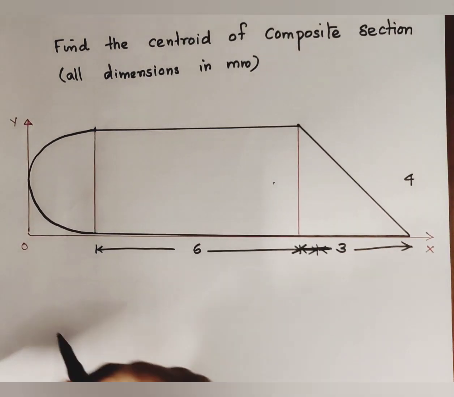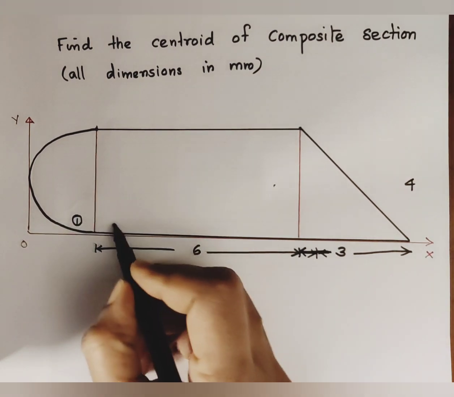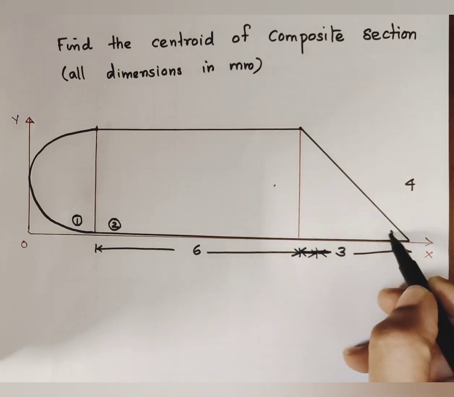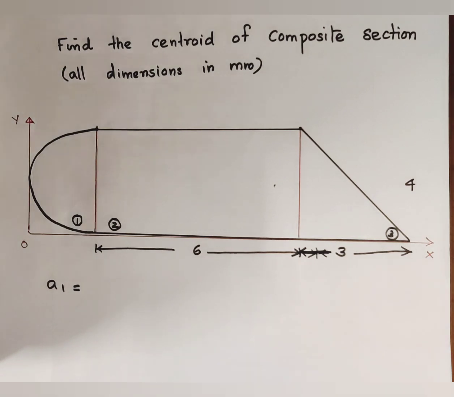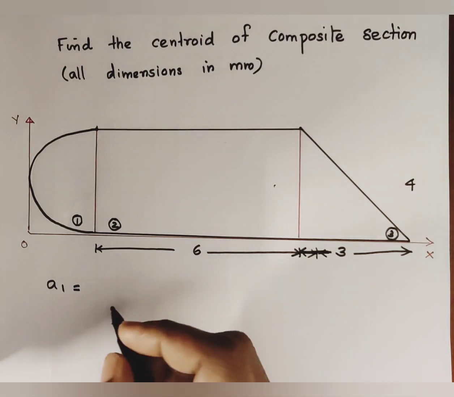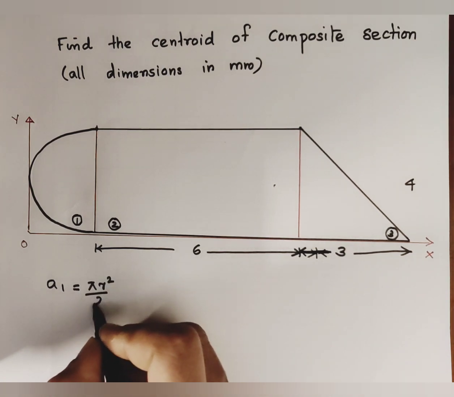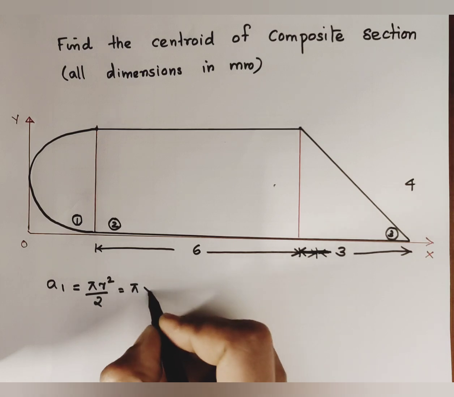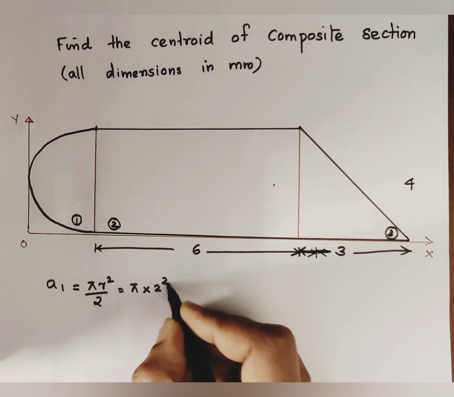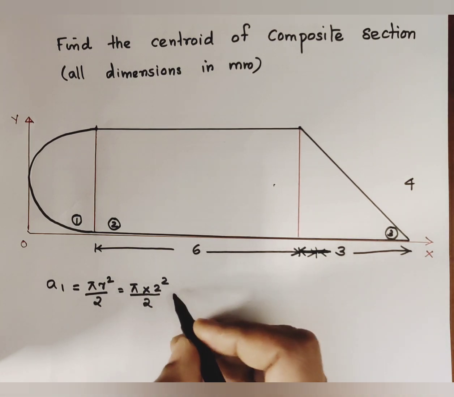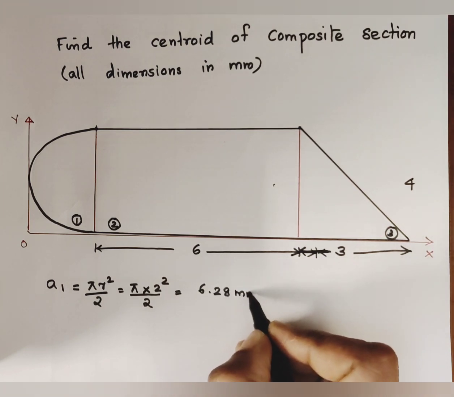Now you have to write the area of each figure. Assume this is the first figure, this is the second figure and this is the third figure. Area A1 is a semicircle. The area of the semicircle is pi r square by 2, that is pi into 2 square by 2, where the radius is 4 by 2. That is equal to 6.28 millimeter square.